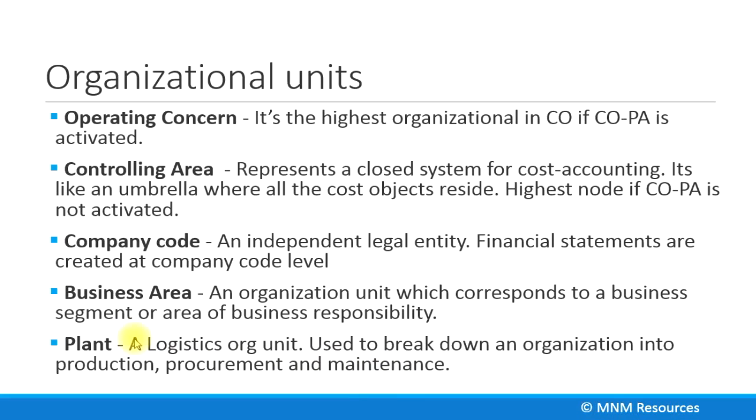Just to reiterate, in the CO module we'll only be looking at the operating concern and the controlling area as our main organizational units. In our SAP transactions, you might come across these three, because as I mentioned earlier in our presentation, all the CO values come from the financial accounting module or other modules, so there will definitely be a link between FI and the CO module. So you'll always be mentioning the company code in any of your transactions. We'll not be using business area much, but at times with regard to procurement, you might see the plant also being mentioned.